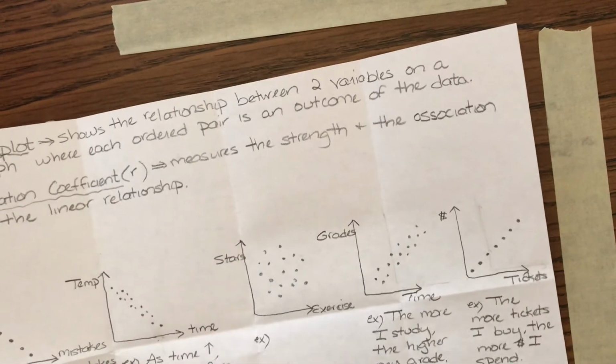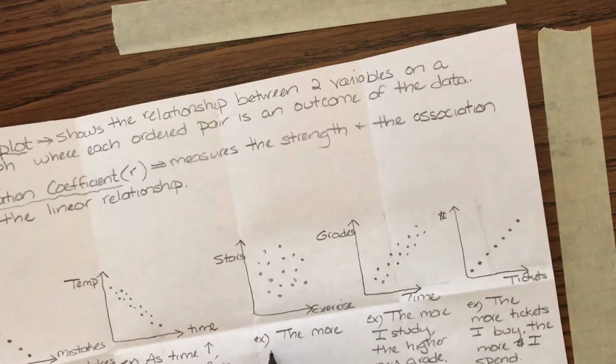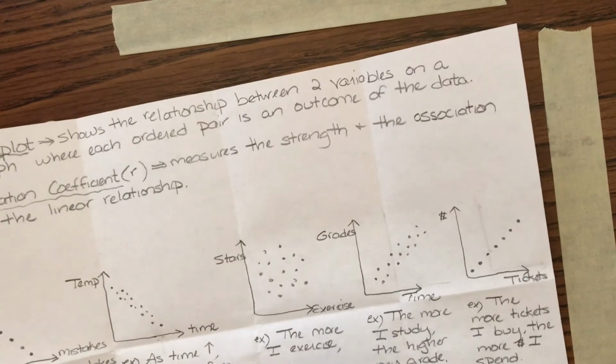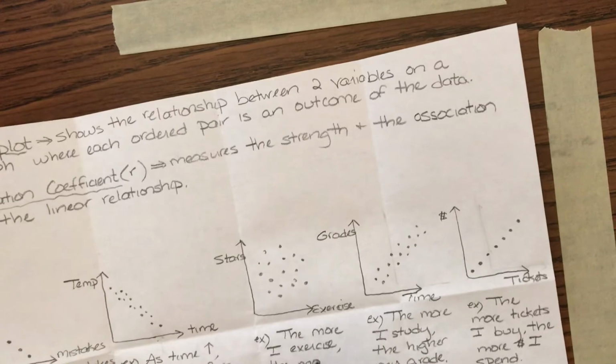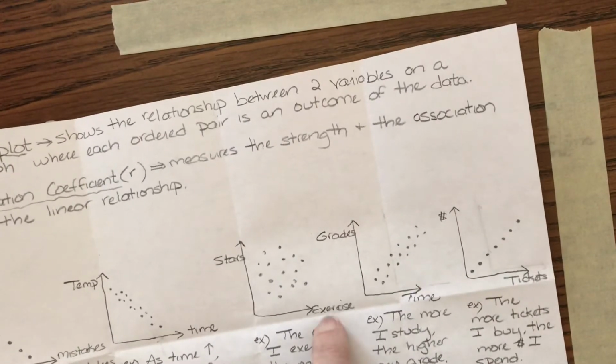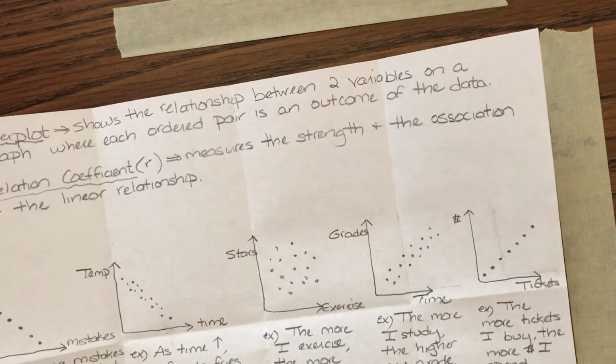And an example of this would be the more I exercise, the more stars are in the sky. Clearly, the more I exercise has nothing to do with the number of stars in the sky. But that's a completely unrelated correlation coefficient. There's no connection there at all. So we have random dots all over the place.